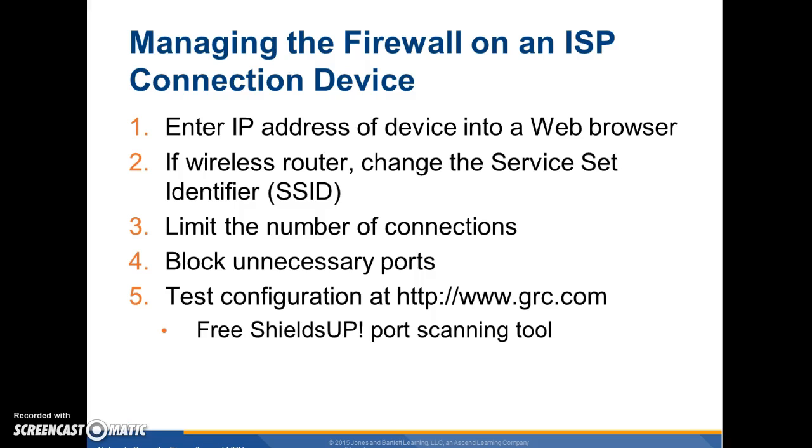First, you need to enter the IP address of the device into a web browser. If it's a wireless router, you need to change the service set identifier, the SSID. You should limit the number of connections. You should block unnecessary ports. You can test the configuration at http://www.grc, that's Golf Romeo Charlie.com. And it has a free Shields Up port scanning tool as well to help you.